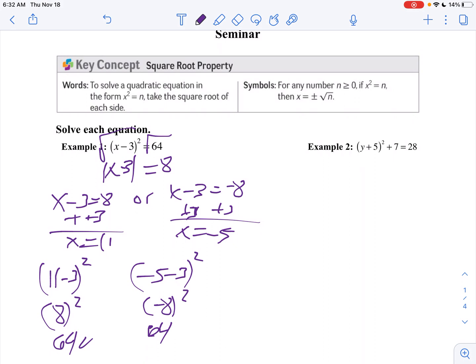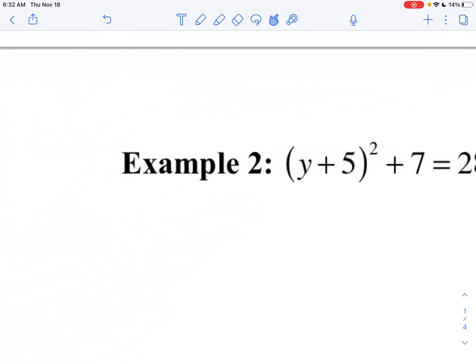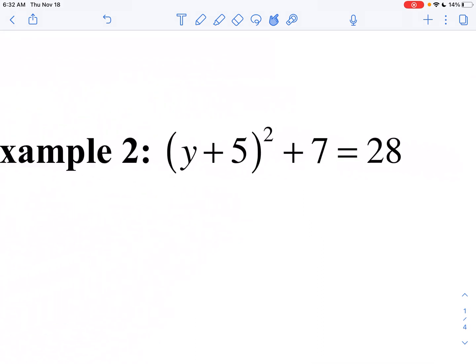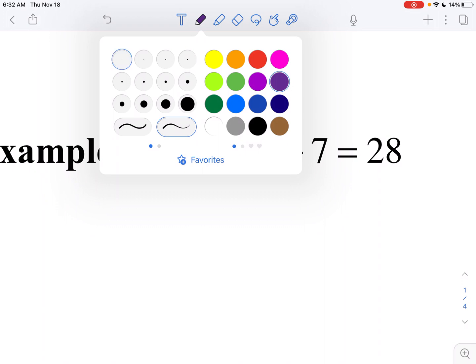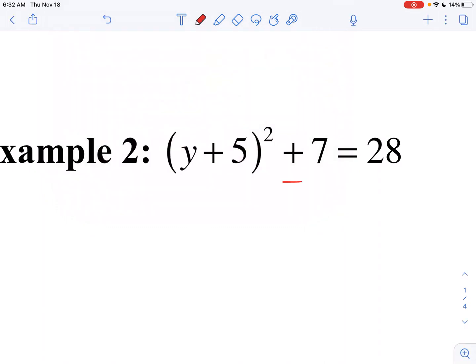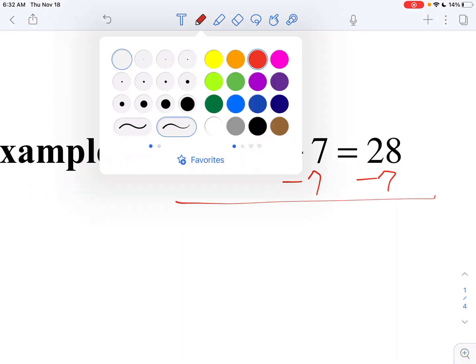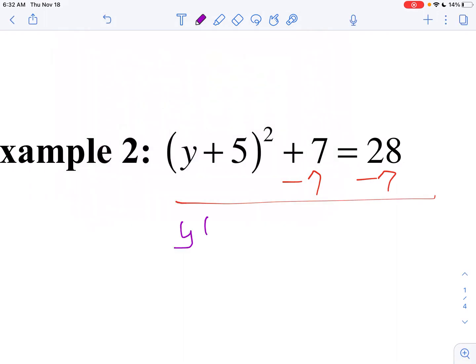Okay, let's take a look at example 2. Now, before you take the square root, you want to get the squared term by itself. So I want to isolate the squared number. So I want to get rid of that adding 7. So what we're going to do is subtract 7 from both sides first. Then we get y plus 5 squared equals 28 minus 7, which is 21.